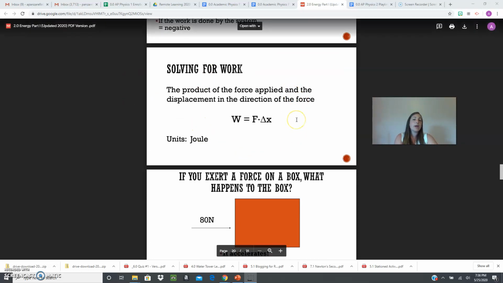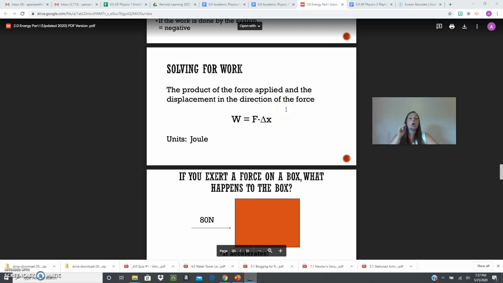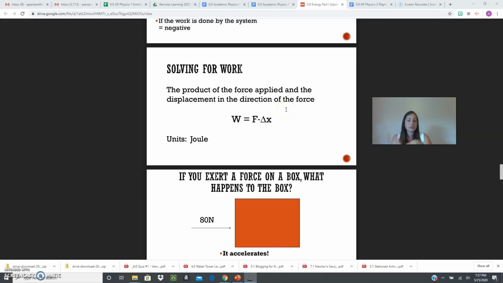Work has the equation of force multiplied by delta x. So how much force do you need to apply over how much of a distance in order to get you from the initial to the final stage? Now, work and those forces are only for conservative forces. Conservative forces are the only forces that do work.